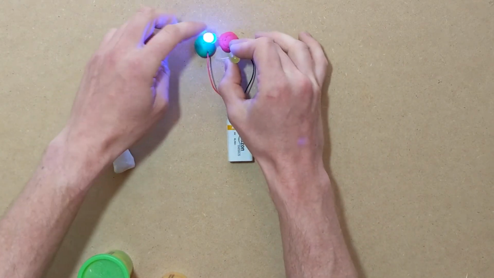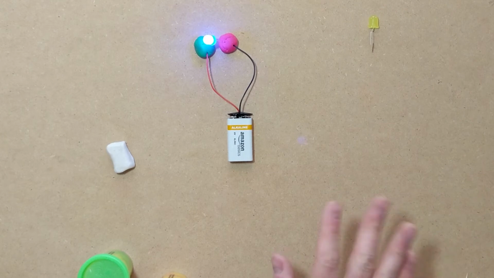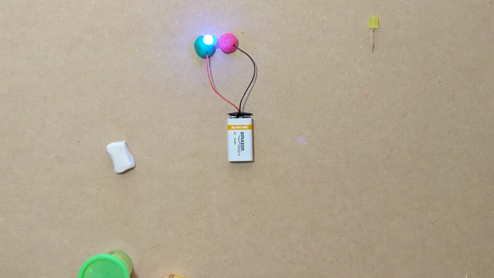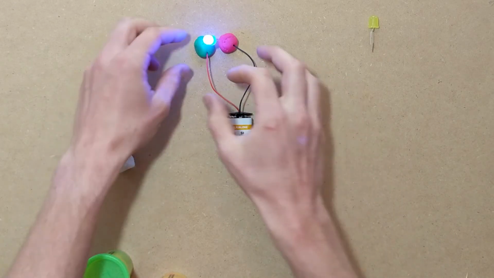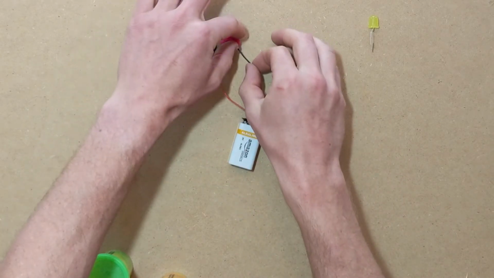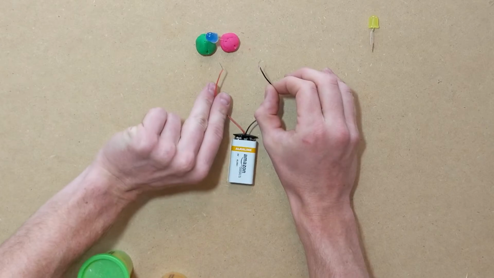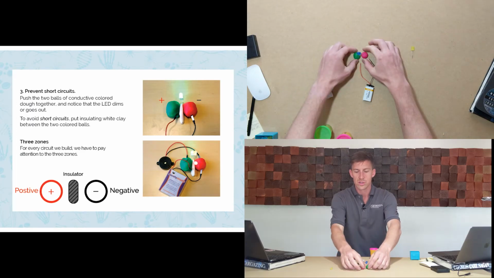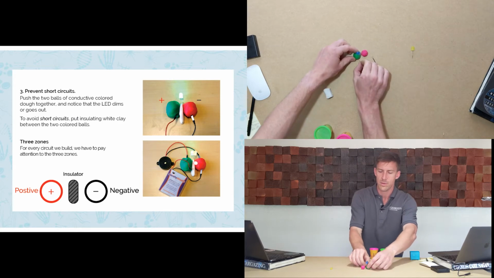You can see it gets brighter when we take it out. Now, if you're using a battery pack with a switch, make sure it's turned on. Also, for safety's sake, we don't ever want the red side and the black side of our battery pack to touch. That's called a short circuit. So to prevent short circuits, we're going to put the 2 balls close to each other here. Let's give them their juice back.